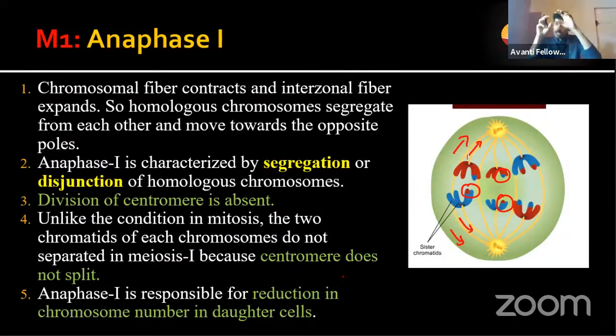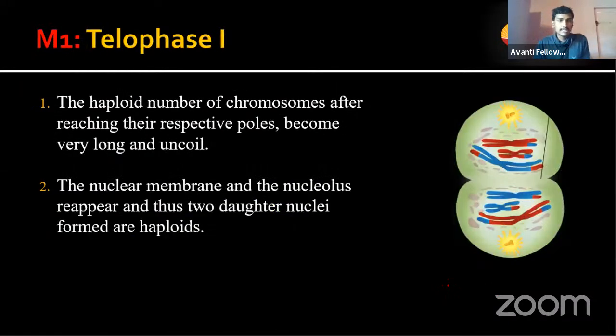So only the complete chromosome, one homologous chromosome, goes in one direction, to one pole, and another homologous chromosome goes in another direction. So this will reduce the number of centromeres, which is exactly equal to the reduction in the chromosome number. So in this stage only, the diploid will become haploid. Okay, so next one is the telophase. Telophase is simple.